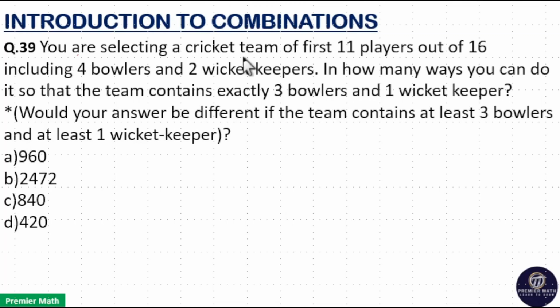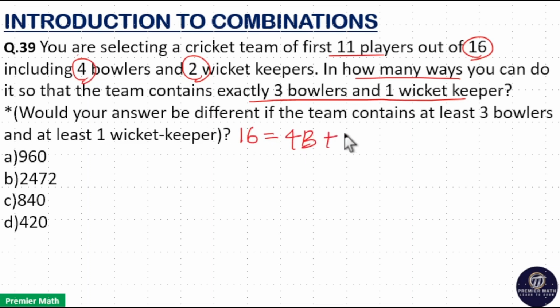You are selecting a cricket team of first 11 players out of 16, including 4 bowlers and 2 wicket keepers. In how many ways can you do it so that the team contains exactly 3 bowlers and 1 wicket keeper? Here, the available players are 16, out of which 4 are bowlers and 2 are wicket keepers.